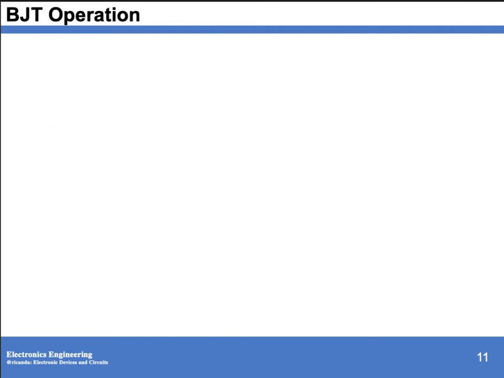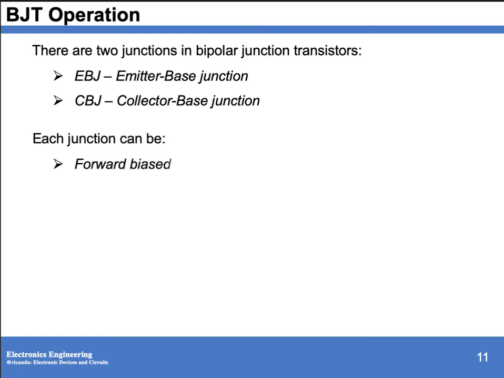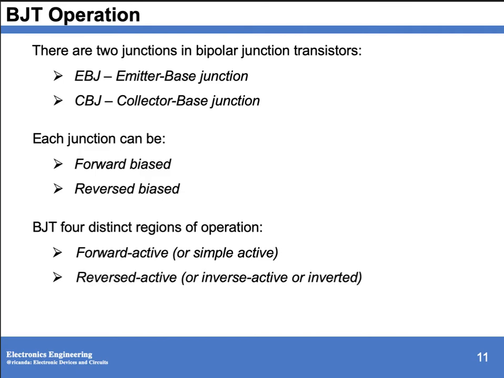So there are two junctions in the bipolar junction transistor. We have the emitter-base junction and the collector-base junction. Each junction can either be forward biased or reverse biased, and there are four distinct regions of operation. We have the active, or forward active, or simply active. We have the reverse active, or inverted. We have the saturation and the cutoff.